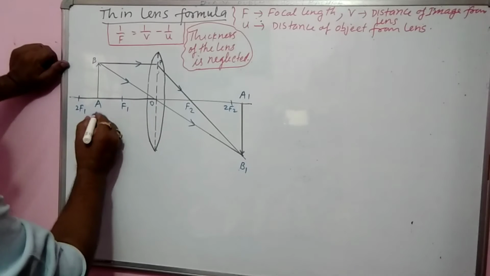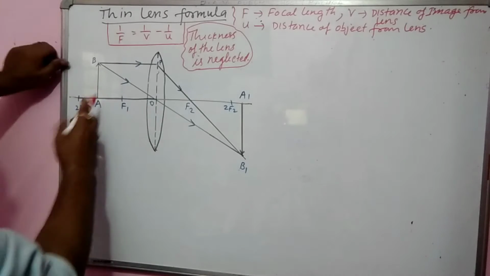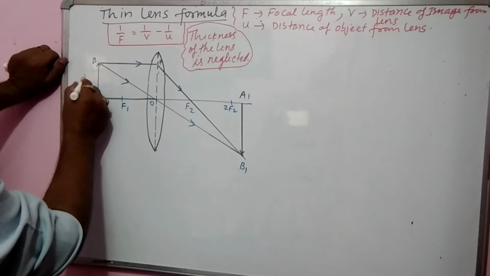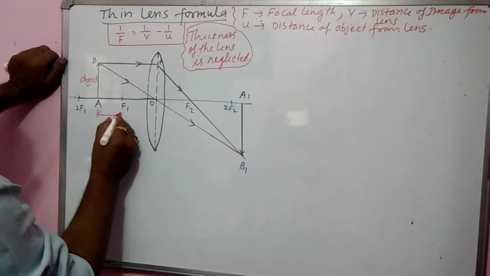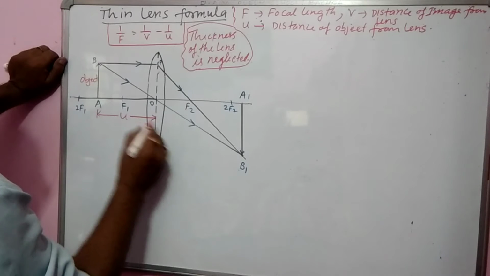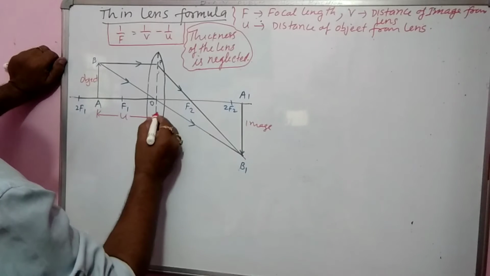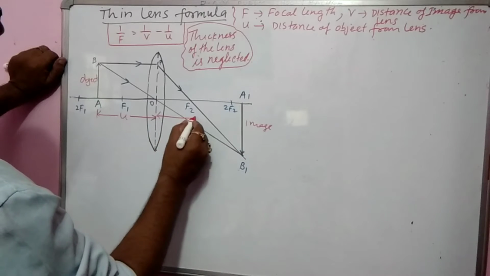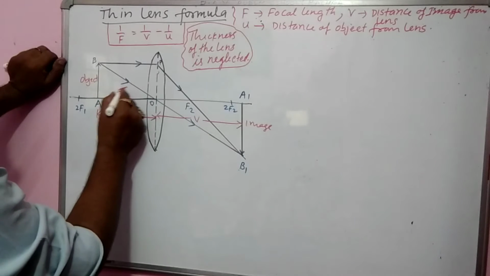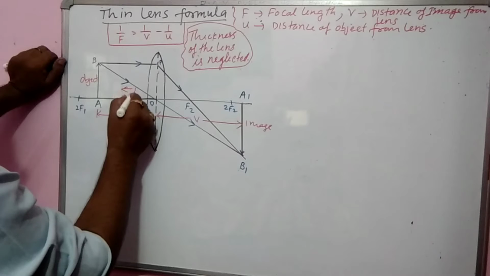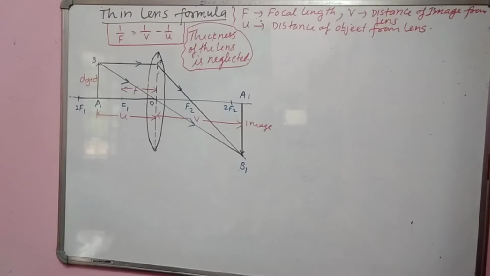So this distance of this object, as it is the object, is taken as u, and this is the image. The distance of this image from the lens is taken as v, this one, and here it is the focal length f. This is the distance which is the focal length.